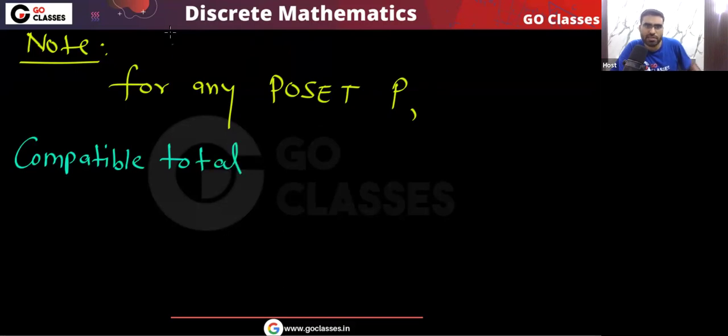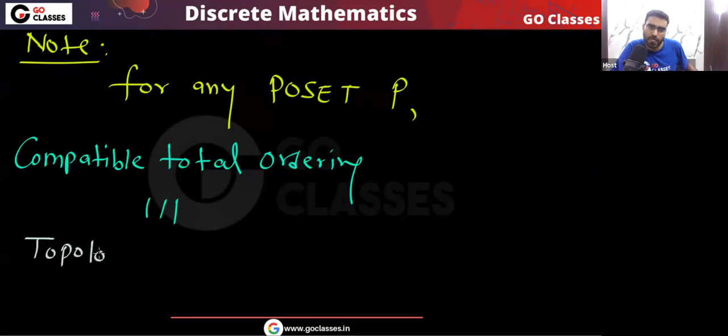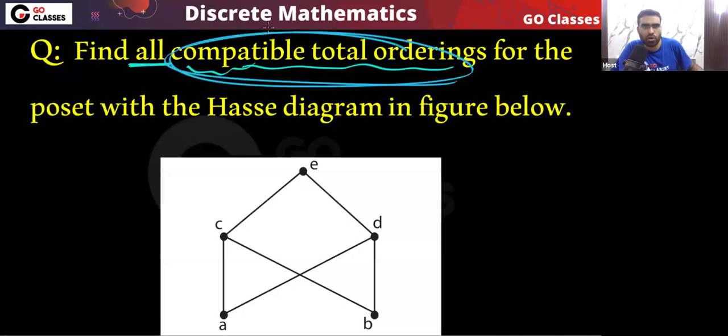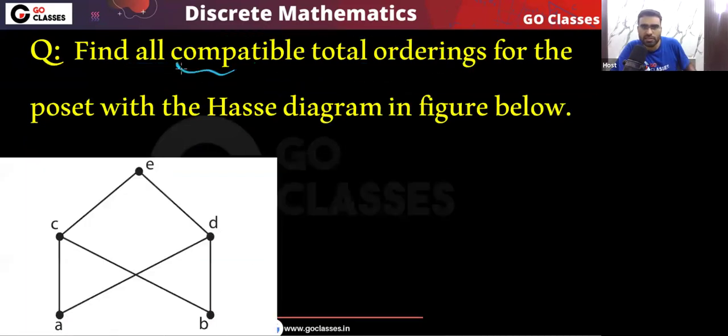Compatible total ordering, that is same as topological order. Very simple. So compatible total ordering of P will be same as topological ordering of P. So ultimately, this is what you need to find. The question is asking you find compatible total ordering, but that is same as this word. That is same as topological ordering. This is equal to topological order.